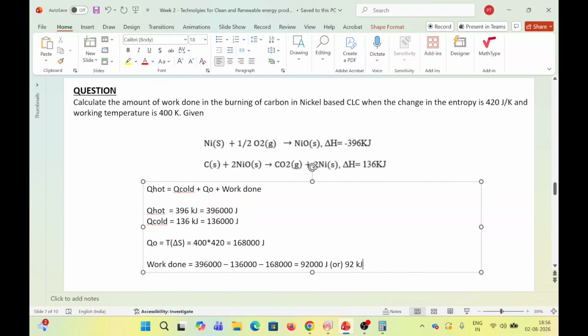Any questions in this? Anyone? This is the primary equation. Q hot is nothing but Q cold plus Q naught plus work done. And then after that, it's all about just substituting the values. Any question?